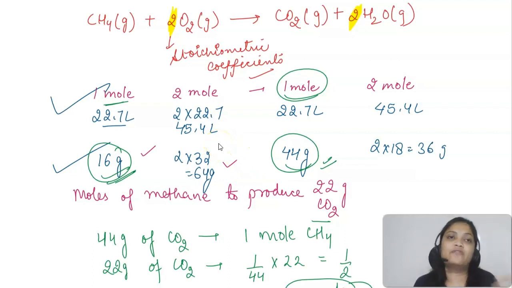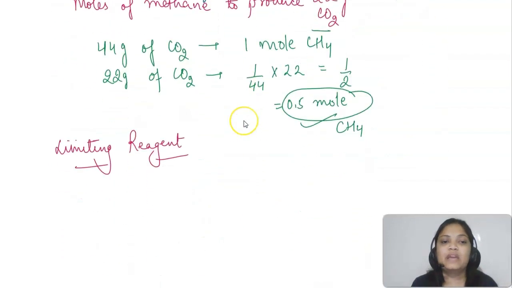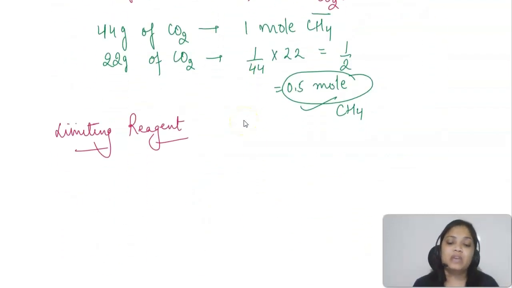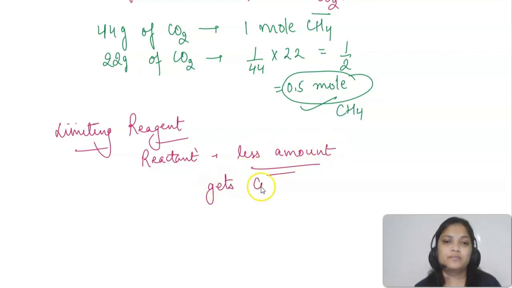Sometimes I can have different amounts than what is required by a balanced equation, right? Means one reactant can be in more amount, the other reactant could be in less amount. So in that case we have limiting reagent. Now let's say I am having a reactant that is present in less amount. Okay, so if that reactant is present in less amount, means it will get consumed first.